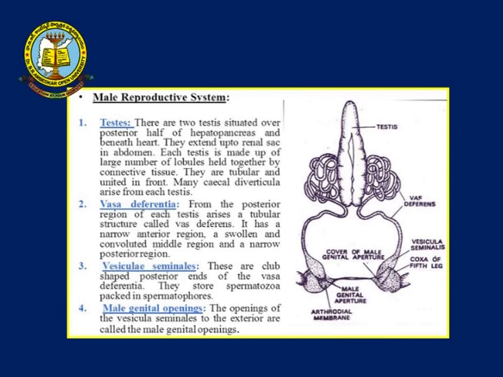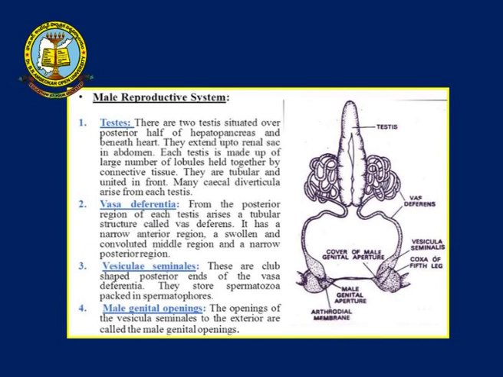From the posterior part of the testis arises a tubular structure called the vas deferens. It has a narrow anterior region, a swollen convoluted middle region, and a very narrow posterior region. This region opens into the vesicula seminalis. The vesicula seminalis has a club-shaped posterior end, which stores the spermatozoa packed in spermatophores.